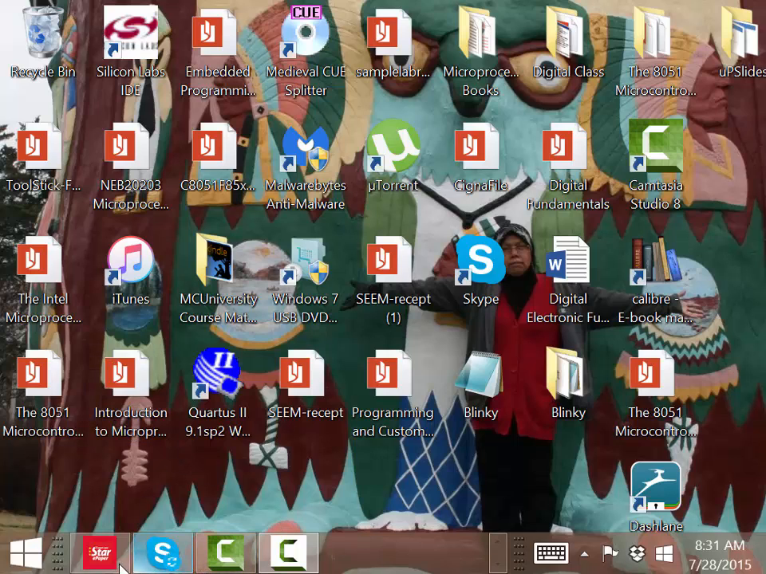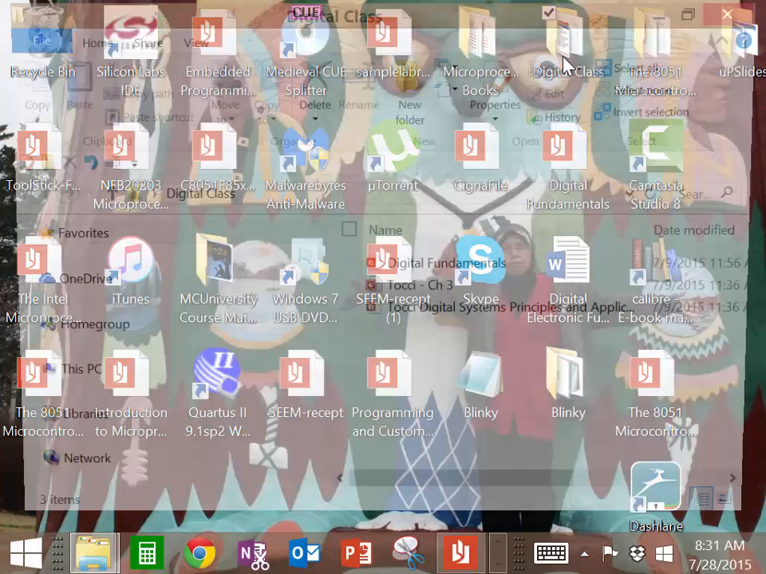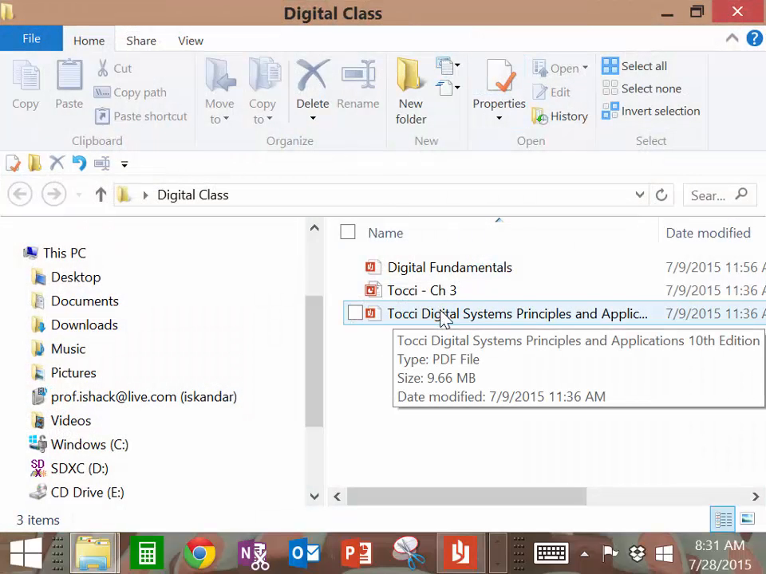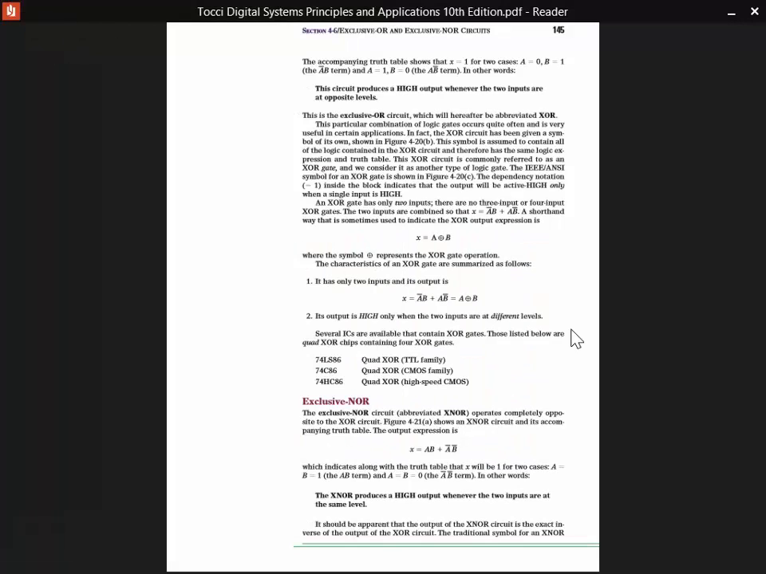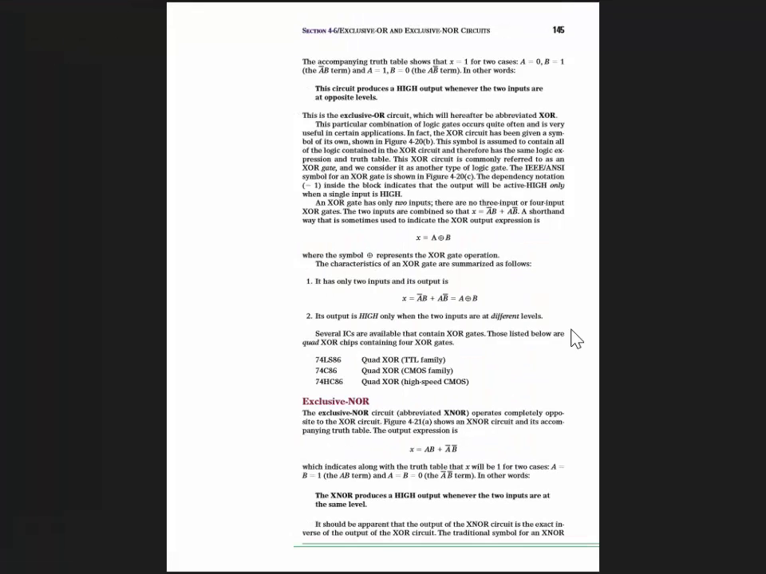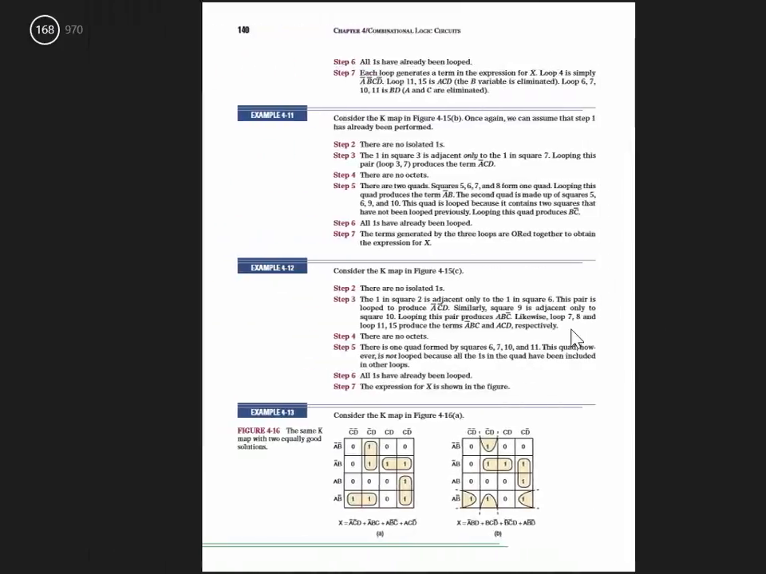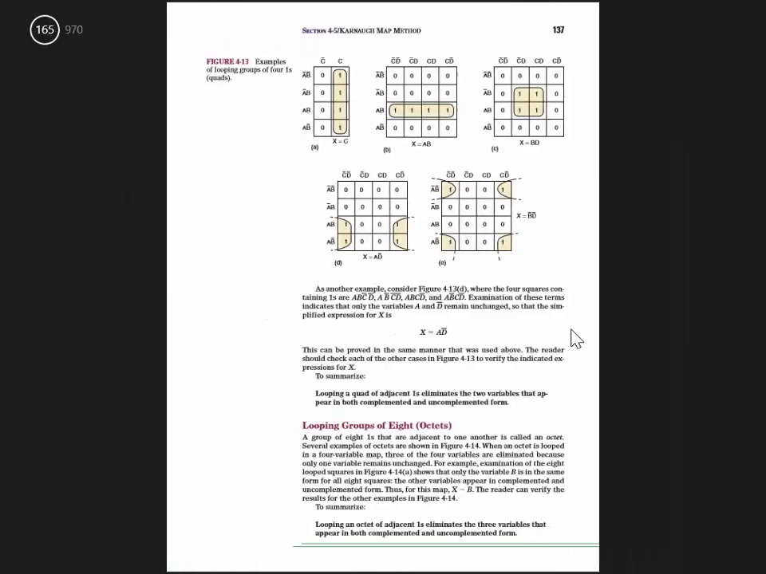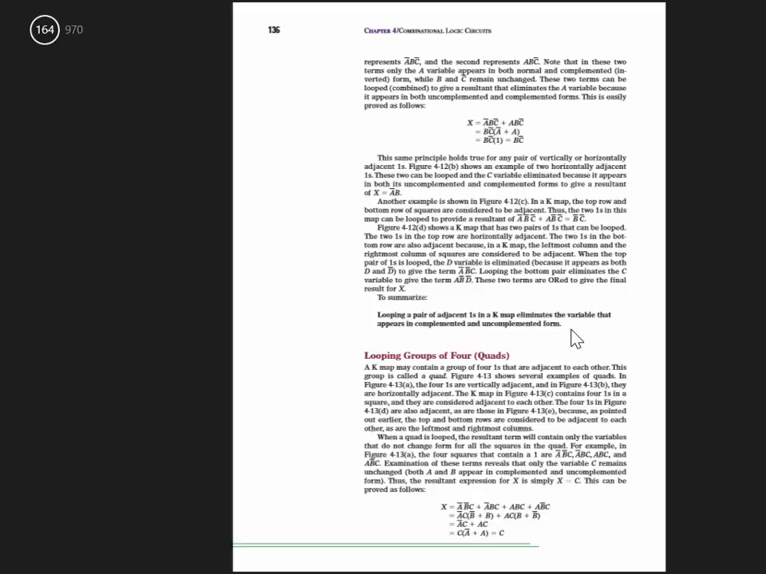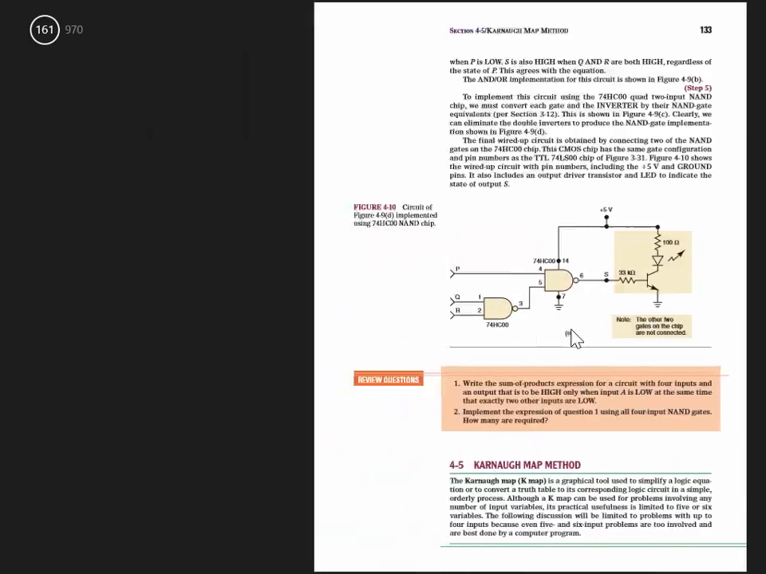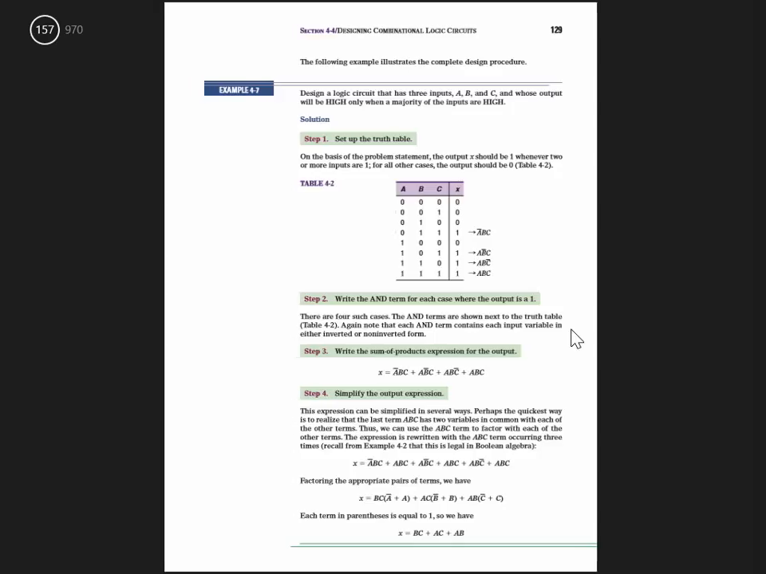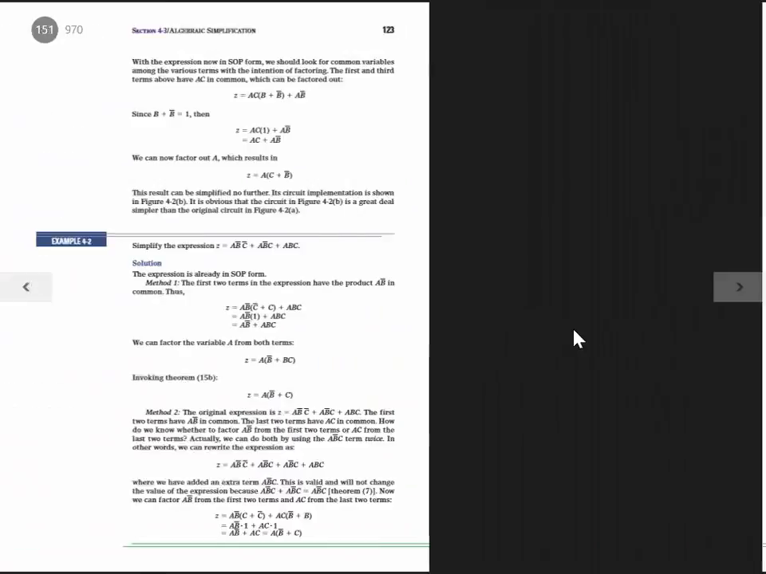that's fine. I'm still working out of the Tochi book. The next chapter is chapter 4, and chapter 4 is really where we start doing our work. But before I get going, let me go back to chapter 3.